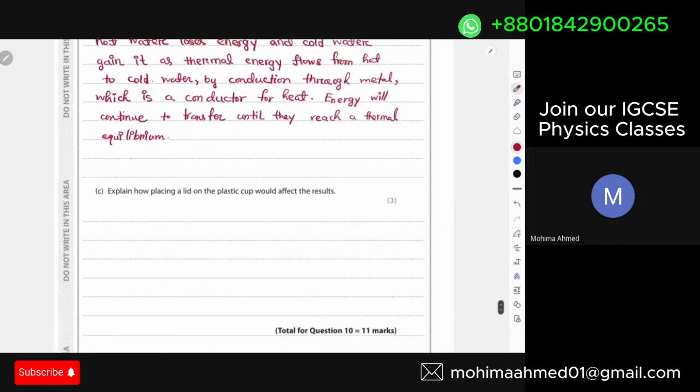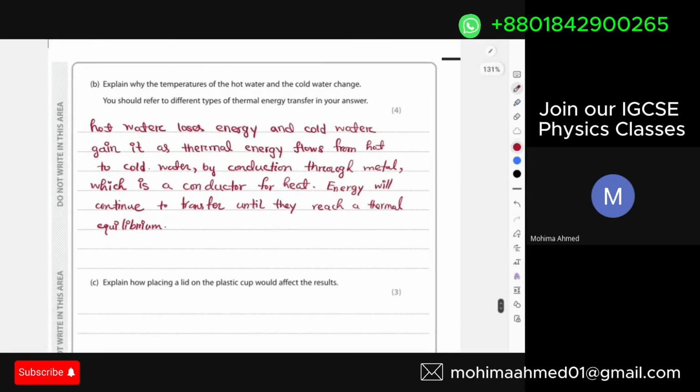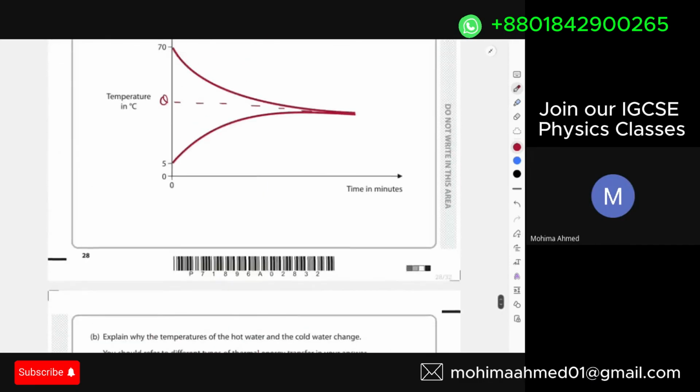Thermal equilibrium. Okay. Now, after this, they are saying that explain how placing a lid. Wait, is there any problem from this part? No, miss. Amra, do you have any question? No, miss. Okay, now they're asking to explain how placing a lid on the plastic cup would affect the results.